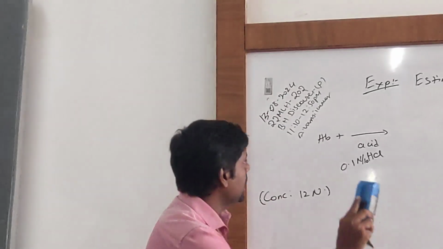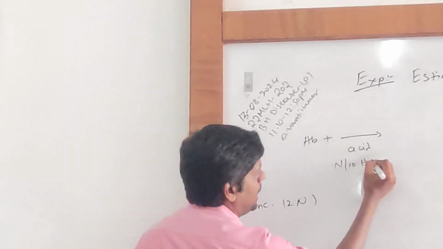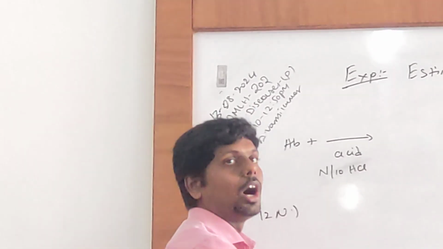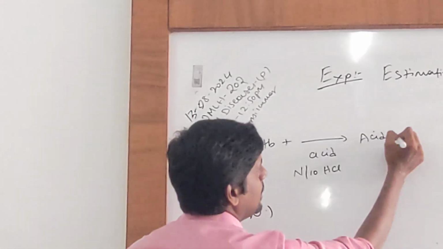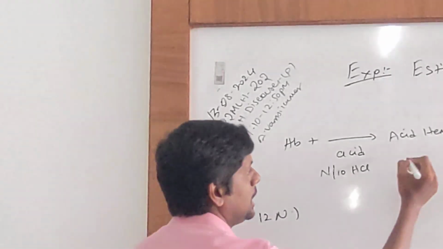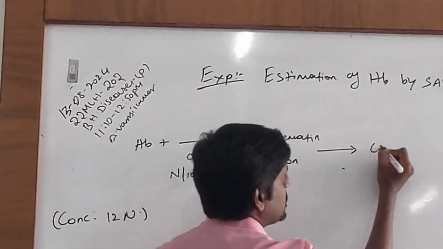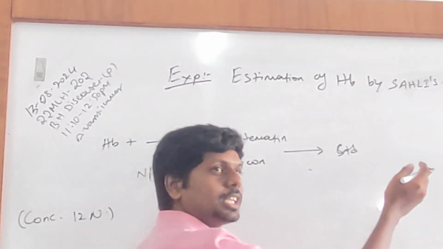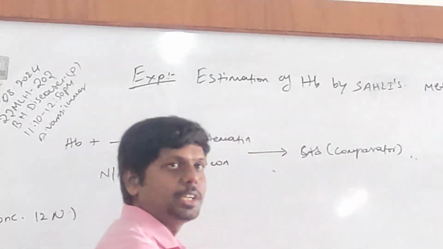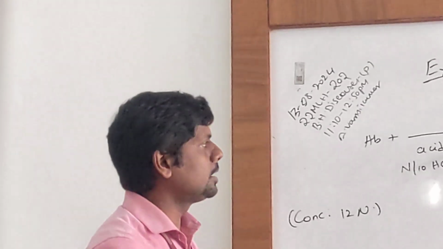Anyway, so what happens here? In the presence of N by 10 HCl, our hemoglobin will react, leading to formation of what? Acid hematin. What is the color of acid hematin? Brown color. So this brown color will be measured with a standard. What is the name of the standard? Comparator. Comparator available in the Hb kit, right? Hb stat. So yes, N by 10 HCl.